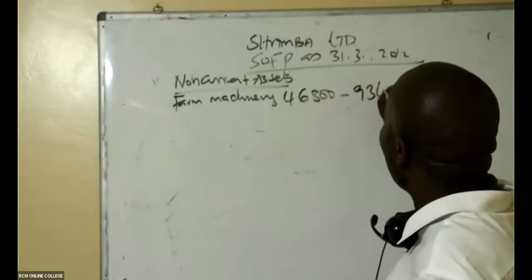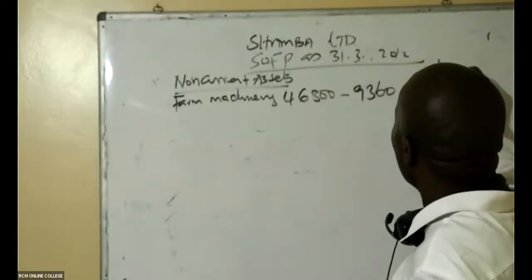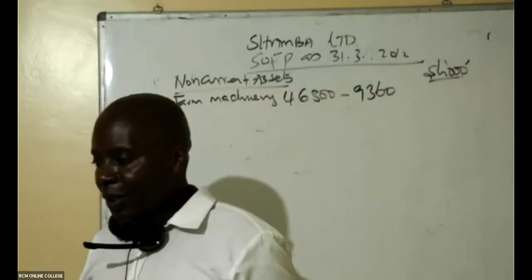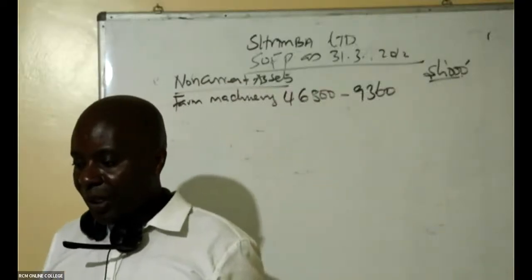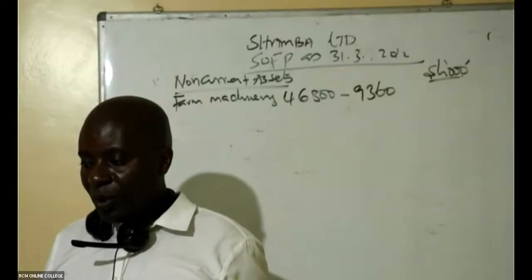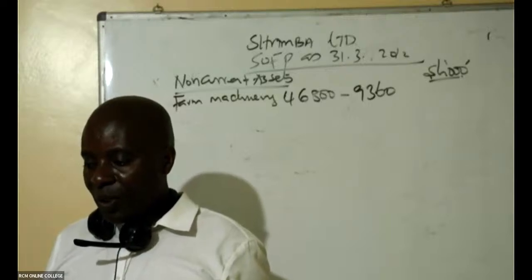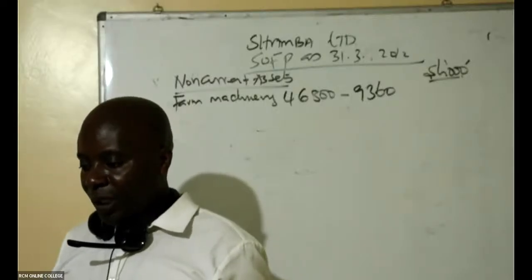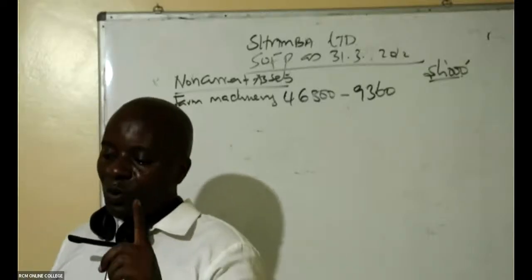So can you kindly give me this difference here, in shillings thousands, for farm machinery? What do we have there, ladies and gentlemen? Abracadabra. So I'm being given a figure of 36,940. Can somebody confirm that figure or disapprove that figure?